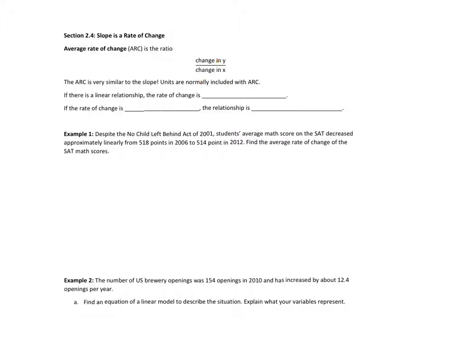Okay, so because it's normally applied, real life problems, that means units are normally included with the average rate of change. And the average rate of change is similar to the slope because it's the change in y over the change in x. The only thing that's a little bit different is it doesn't necessarily have to be a linear relationship.